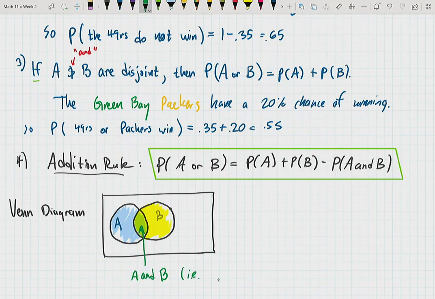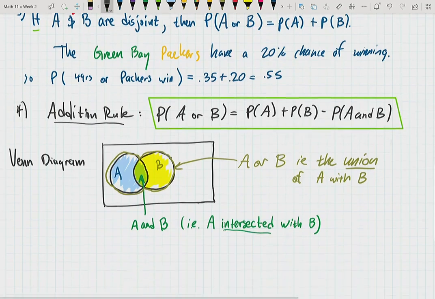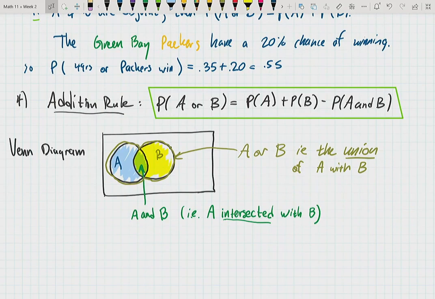I.e., for those of you that are familiar with the notation, that's A intersected with B. And is the same as intersection. On the other hand, the collection of all of them together is A or B, i.e. the union of A and B. So the Venn diagram makes the addition rule a bit more clear, right? Why we have to subtract off the intersection, the green part, because we don't want to double count it.